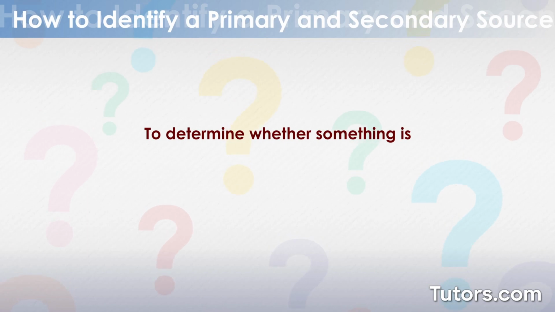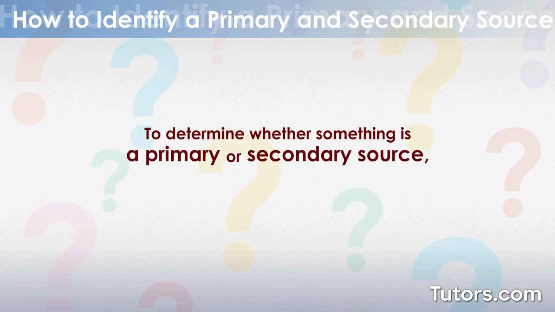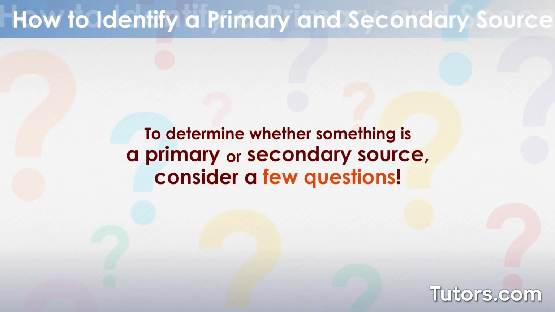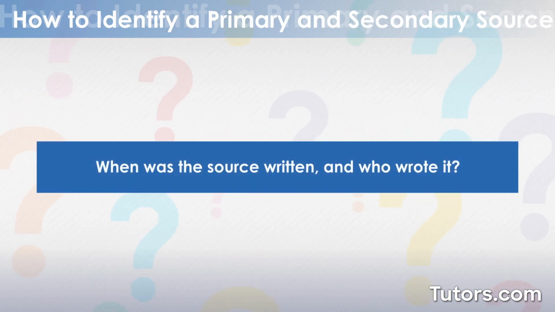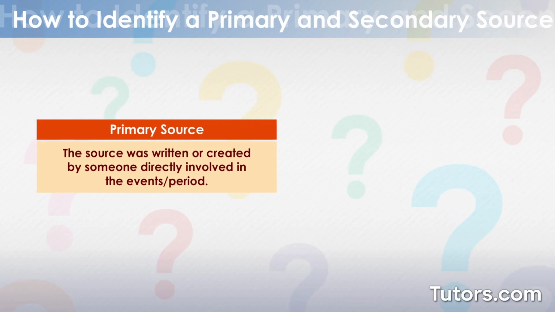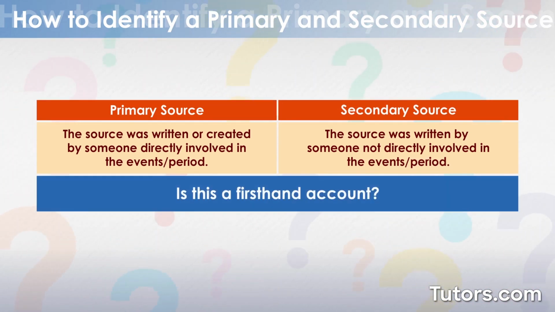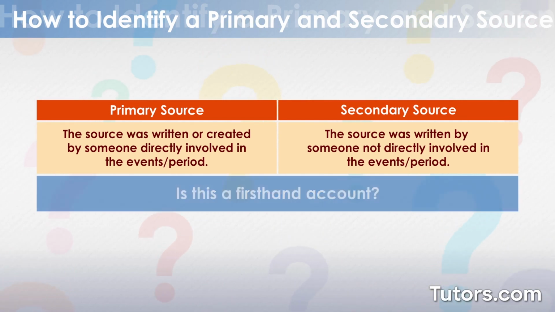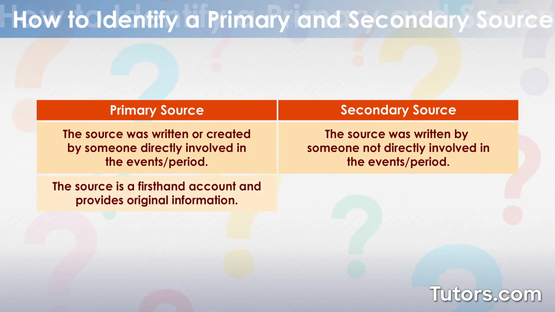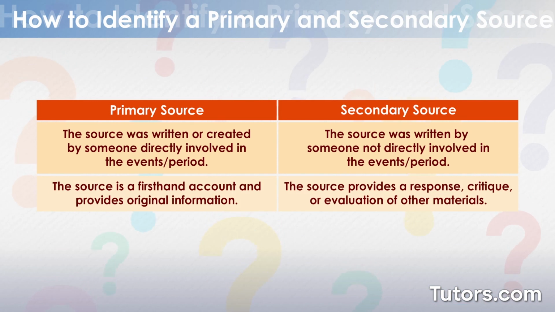To determine whether something is a primary or secondary source, consider a few questions. When was the source written, and who wrote it? Primary sources are written by someone directly involved in the event soon after it happened. Secondary sources are written by someone not directly involved. Is this a first-hand account? If so, it is probably a primary source. If the source provides a response or evaluation of other materials, it's a secondary source.